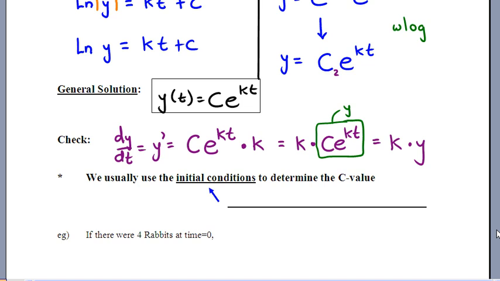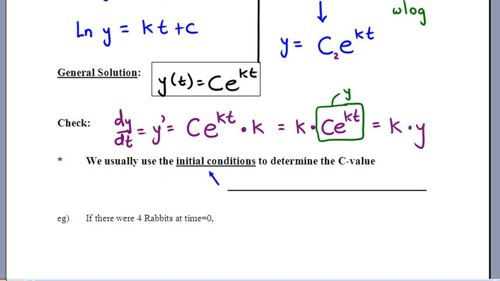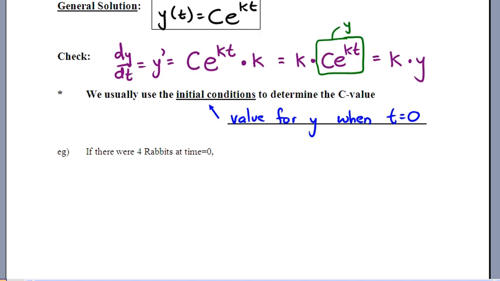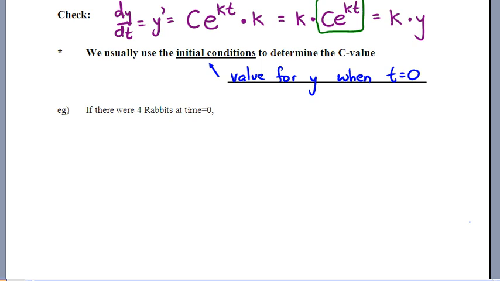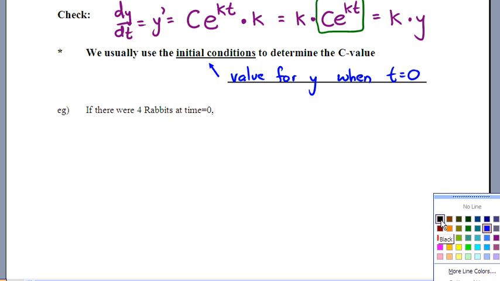Now, how do you go and find that capital C in your story that you're working on? Well, we actually use the initial conditions in order to find it. So this is just going to be the value for y, the value for your rabbit population when t is equal to 0. Okay, so what if somebody said to you, yeah, I've got this population of rabbits. I had 8 of them, and then there were 12 the next year, and they were growing at 12. And you're like, okay, great. I think I know what the k is. It's 1.5. And then they were to say to you, I started off with 4 rabbits at time 0. That's actually a neat way to figure out what that value for capital C is.